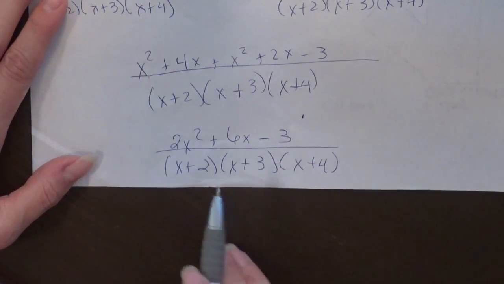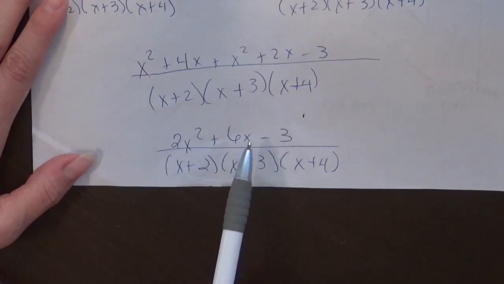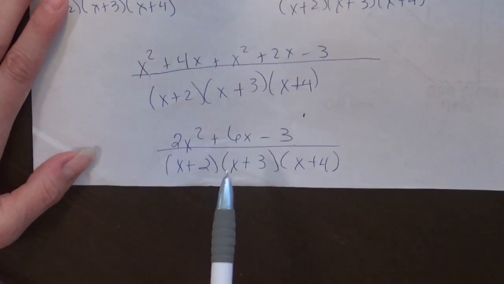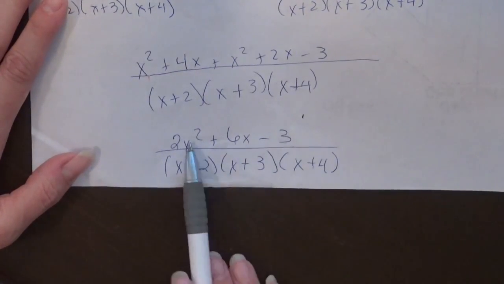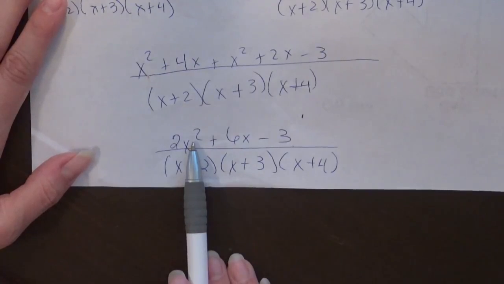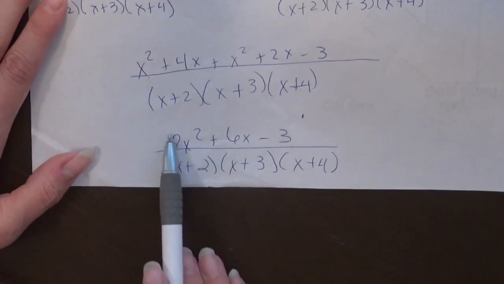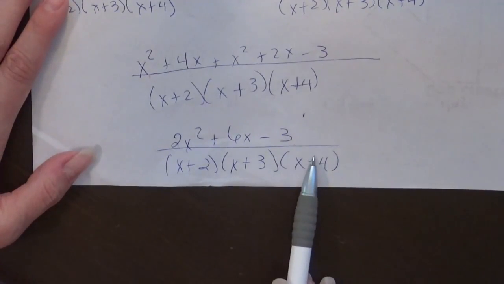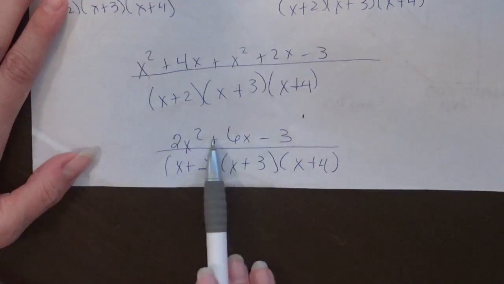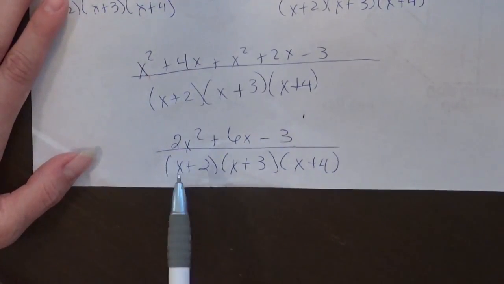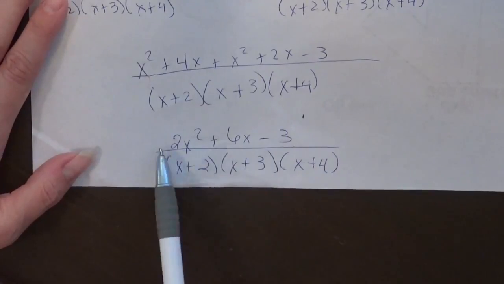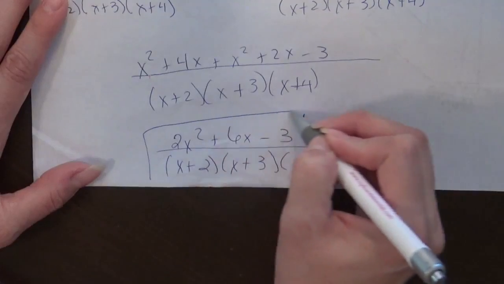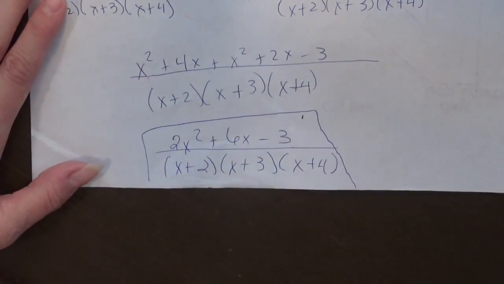And it's always a good idea to check to see if you could factor your numerator, because if you could factor your numerator, it means that there's a possibility that you could reduce your fraction by a factor. For example, if I were to factor my numerator, and let's say I had a factor of x plus 4 show up, then I could reduce it. So just think about that for a moment before you put in your final answer. In this situation, I don't believe that there's anything that can be done. So our final answer is 2x squared plus 6x minus 3, all over the LCD.